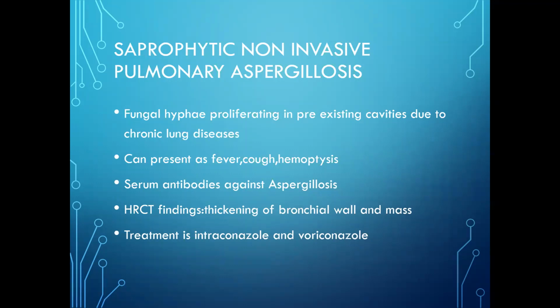That is saprophytic non-invasive pulmonary aspergillosis. Fungal hyphae proliferate in pre-existing cavities due to chronic lung disease and can present with fever, cough, and hemoptysis. For diagnosis, serum antibodies against aspergillus, and HRCT findings of bronchial wall thickening and mass. Treatment is itraconazole and voriconazole.